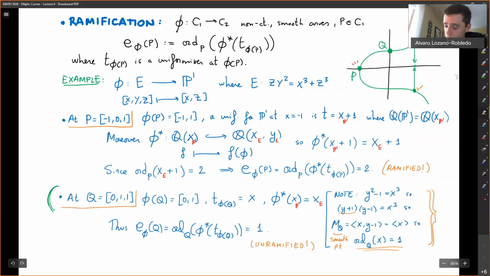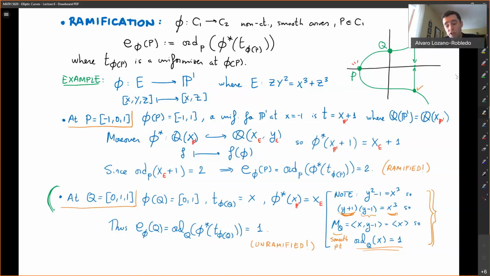This is a unit. At that point, this doesn't vanish. Y plus 1 doesn't vanish. So Y minus 1 is in the ideal generated by X. Okay. So then the ideal, you can just generate it by X, and therefore X has to vanish to order 1. Otherwise, MQ mod MQ squared would not be one-dimensional as it should be, because it's a smooth point.